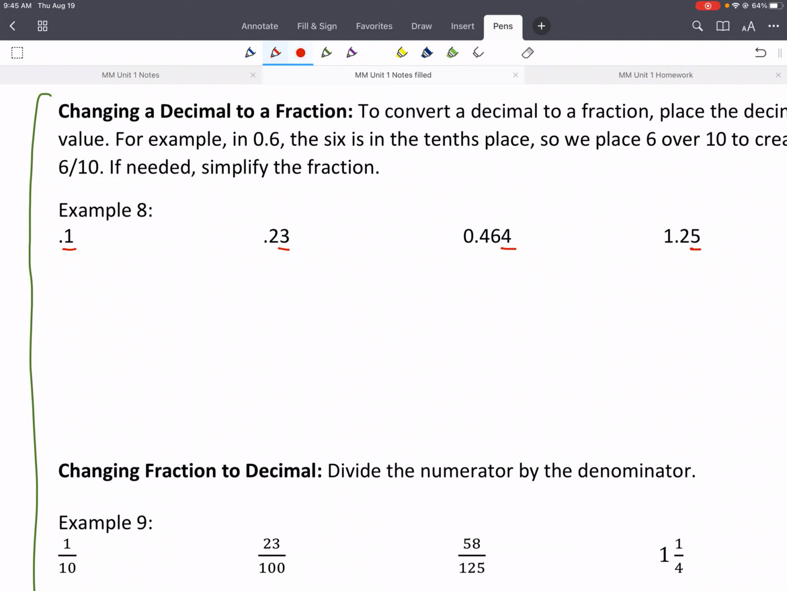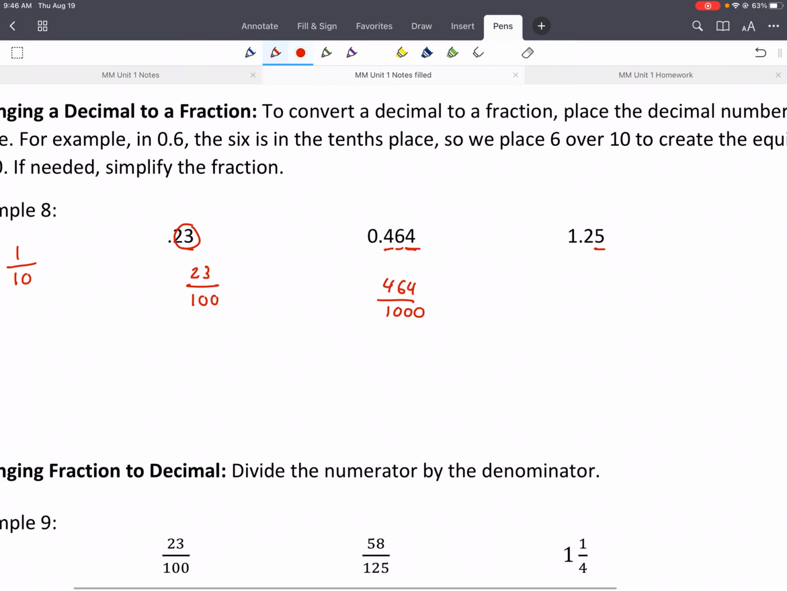To write it as a fraction, we'll just take the decimal part, the 1, and divide it by its place value, which here is the tenth place. So we'll put a 10. For the next example, we have a hundredth place. So we'll take those decimal values, 23, and divide it by its place value, which here is the hundredth place. So we'll divide it by 100. Here we have tenths, hundredths, thousandths, so we'll take that 464 and divide it by 1,000.